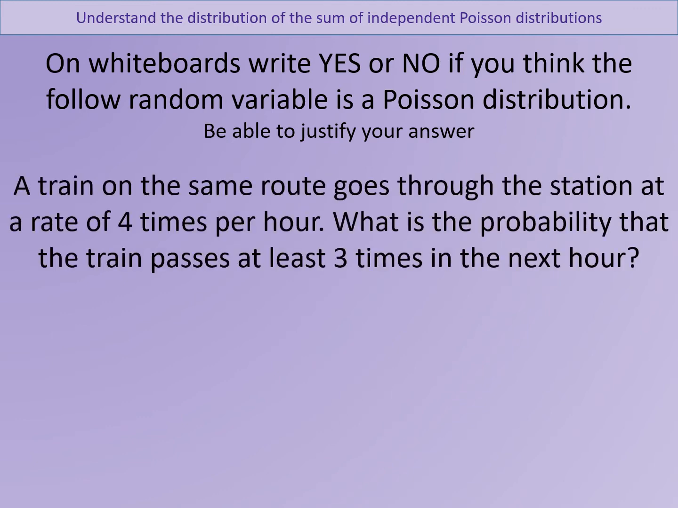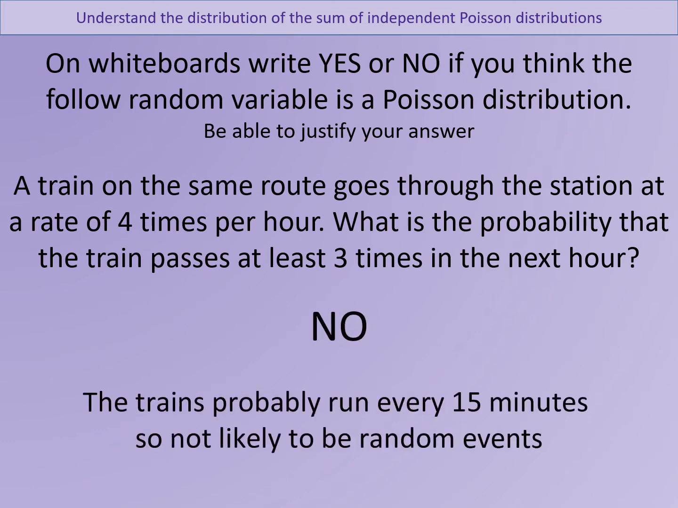Supposing it's known that a train on the same route goes through a station at a rate of 4 times per hour, if we wanted to know the probability that a train passes at least 3 times in the next hour, could we use a Poisson distribution for this? The answer is no. This is because it's likely that the trains are running every 15 minutes, so are not random events.